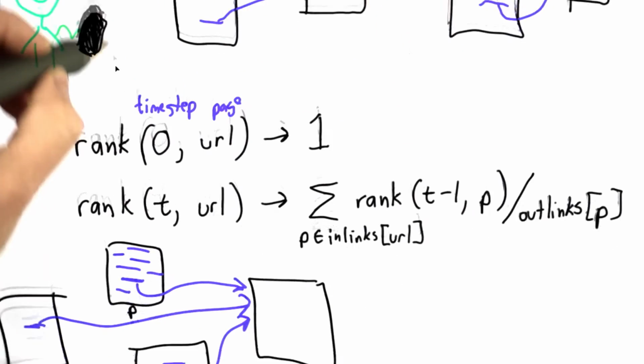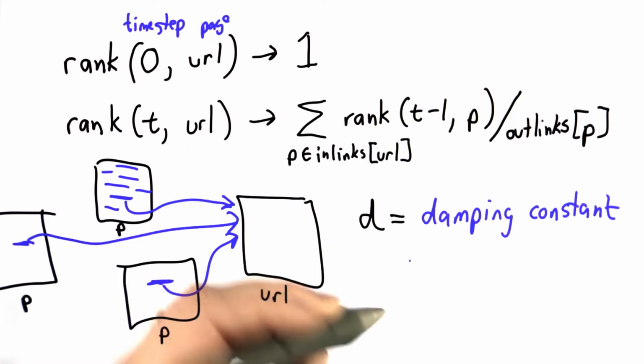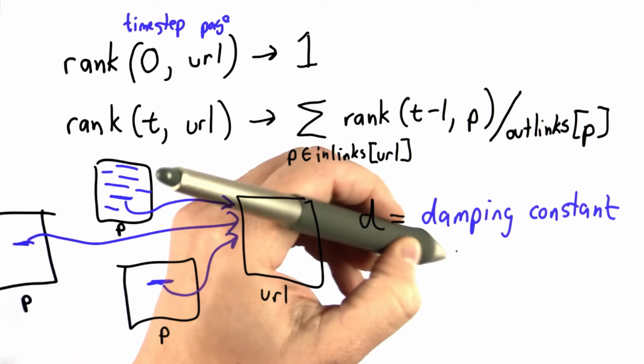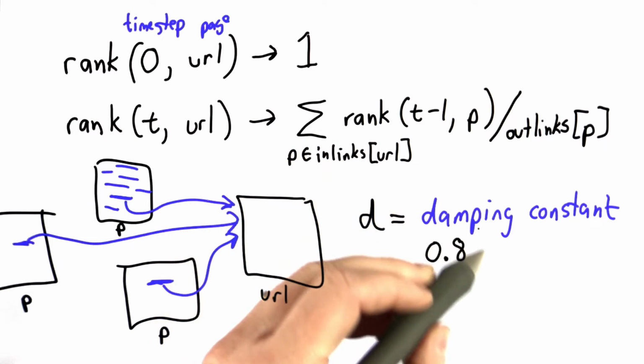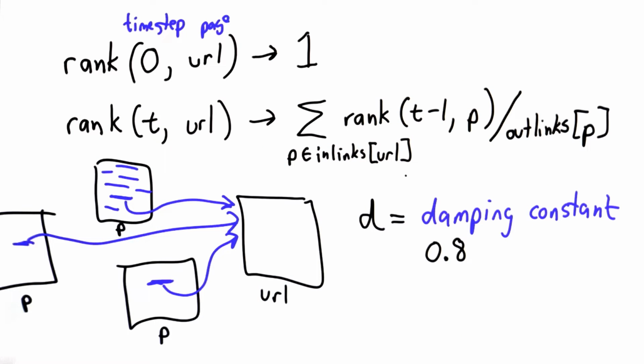And we're just going to use the damping value to scale this number. So we'll call that D. That's the damping constant. A typical value for that is something less than 1. And a good value is something like 0.8. So now we're going to change our rank function to take into account of that.